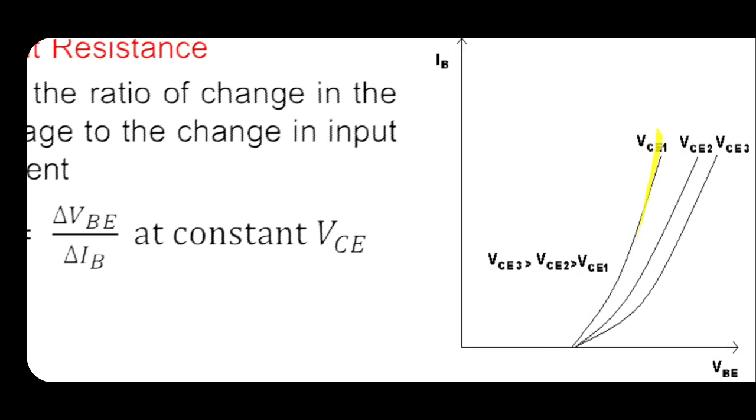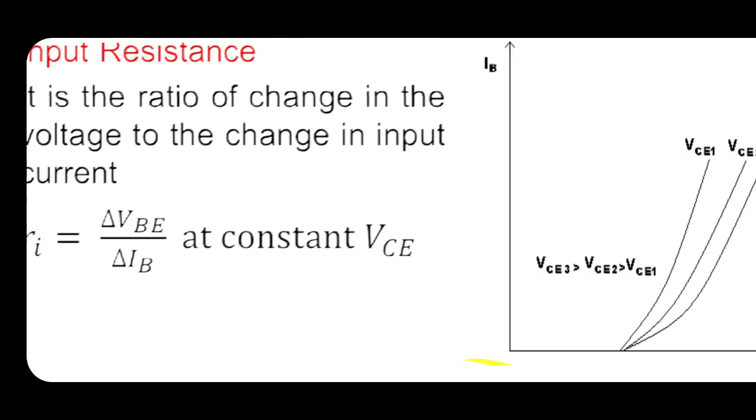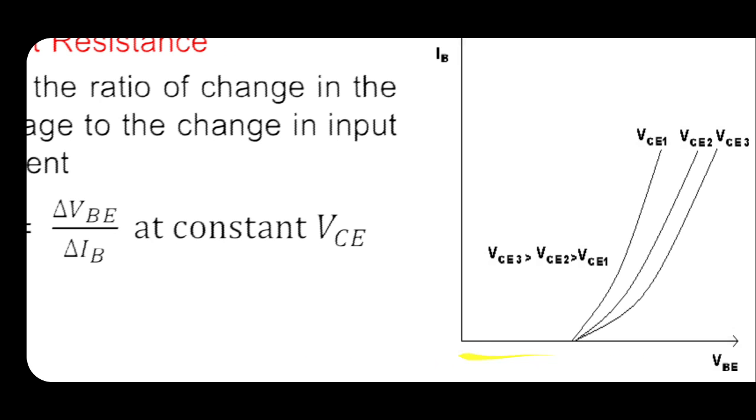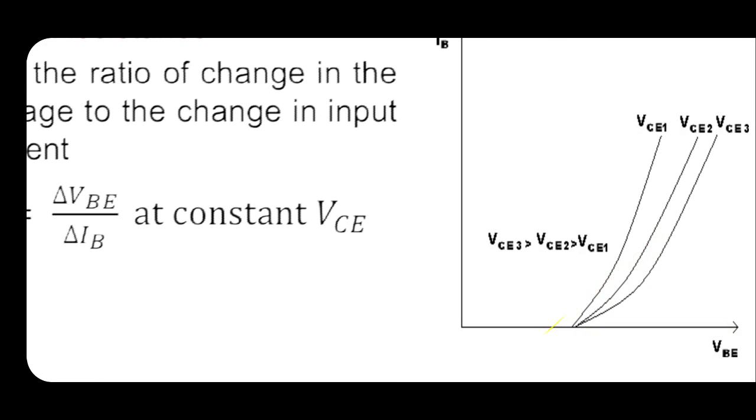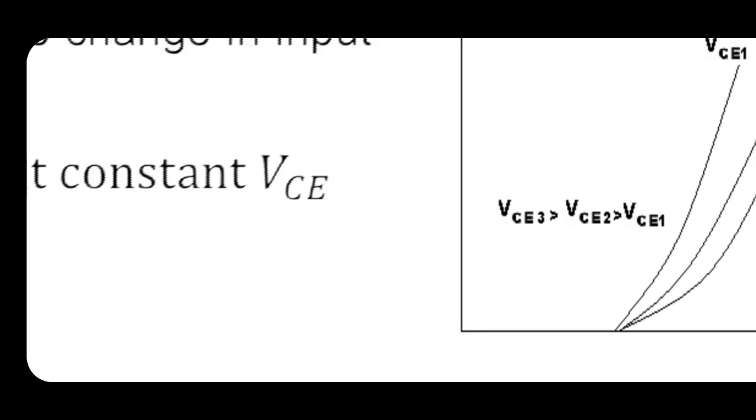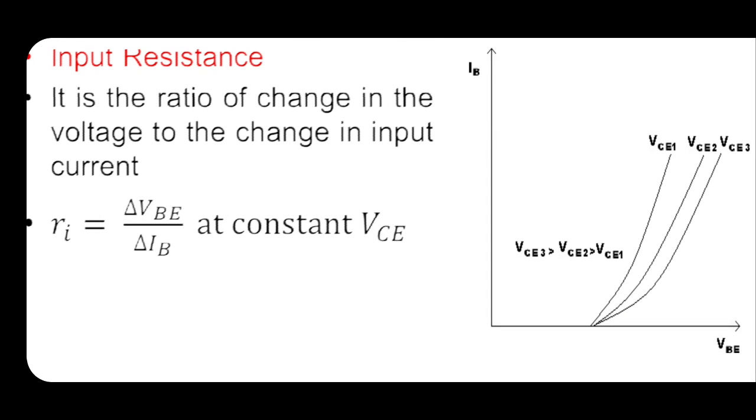See here, the next iteration means you again consider one value for VC, that is, you keep the output voltage constant, that is VC2. You consider another value, say 5 volt or 10 volt or 20 volt, anything, but it should remain constant. Again you increase the input voltage, and according to that the input current will increase. So this is the second graph.